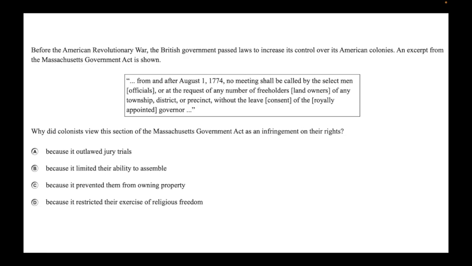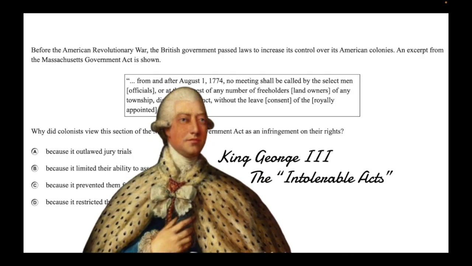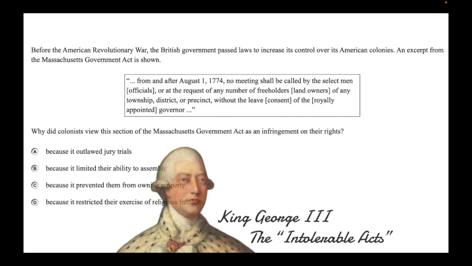All right. Before the American Revolutionary War, the British government passed laws to increase its control over its American colonies. This is following the actions of the colonies, specifically after the Boston Tea Party, which brings us to what's called the Massachusetts Government Act, or the Intolerable Acts. This is where the king wants to put the colonies under strict control and bring them to heel and exert his authority over them. So the colonists refer to these as the Intolerable Acts, and the king specifically goes after the colony of Massachusetts.